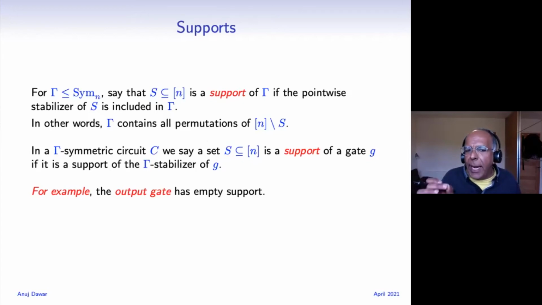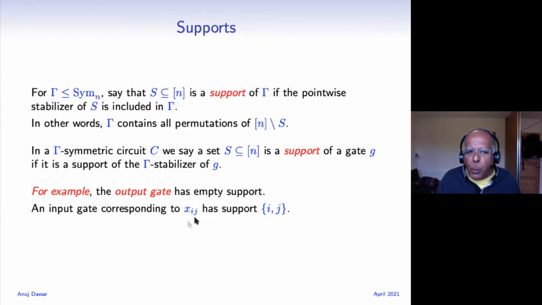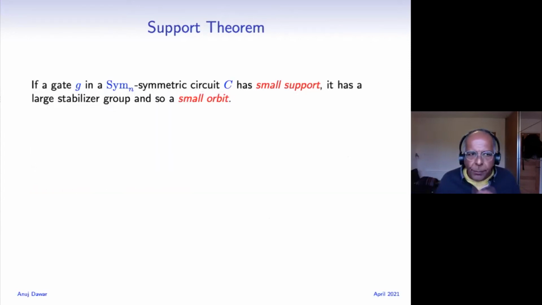For instance, the output gate, because it's a gamma symmetric circuit, is fixed by all permutations of gamma, right? So it has empty support. An input which is labeled with the variable x_ij has support {i, j}. Any permutation which fixes i and j fixes this variable. It may permute other variables, right? If a gate has small support, it has a large stabilizer group because all permutations of elements outside the support fix the gate. And because it has a large stabilizer group, it has a small orbit.